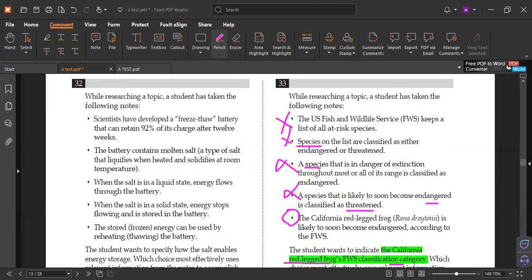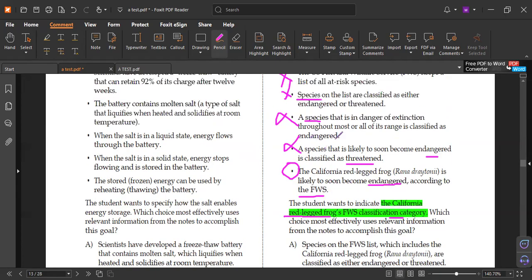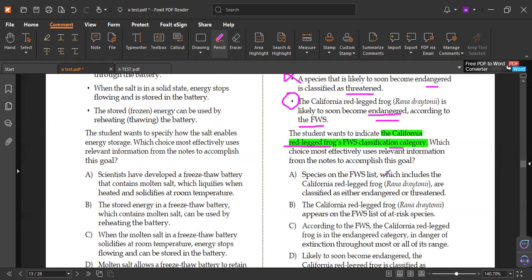Let's find it. If this is mentioned here, the California red-legged frog is likely to soon become endangered, according to what? To this organization. He didn't mention here endangered or threatened. He said endangered, so species which are included are classified as either. Yes, it's mentioned, but the question said this one only, not all. So he is wrong.